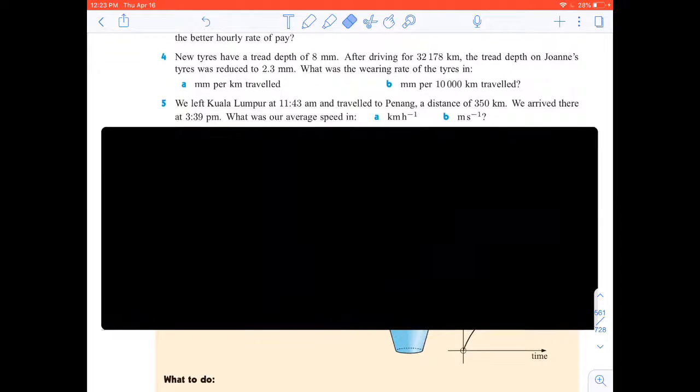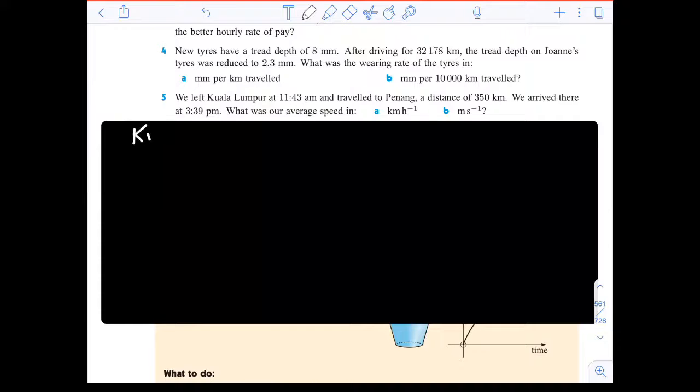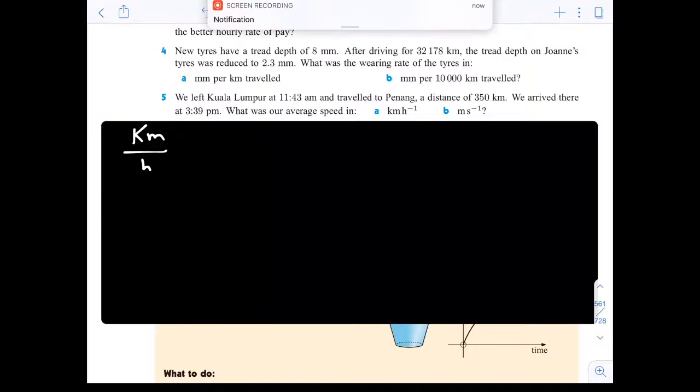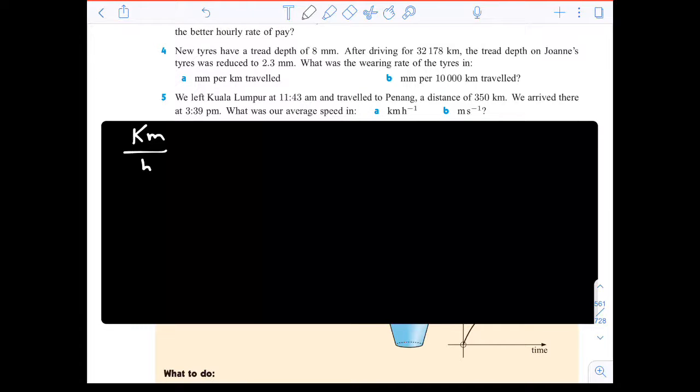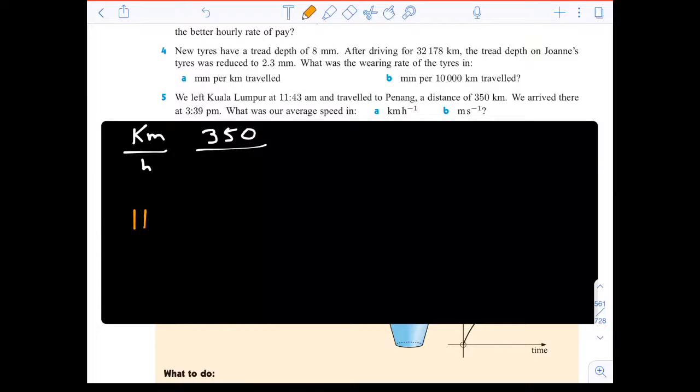All right, so next one says, we left Kuala Lumpur at 11:43 a.m. and traveled to Penang, a distance of 350 kilometers. We arrived there at 3:39 p.m. What was our average speed in kilometers per hour? So what we're going to do in this case is calculate the time. One thing that we do know for sure is 350 kilometers. That's the distance that we traveled. The time is the one that causes a little bit of trouble. So what we want to do is find out how many hours it took us to go from 11:43 a.m.